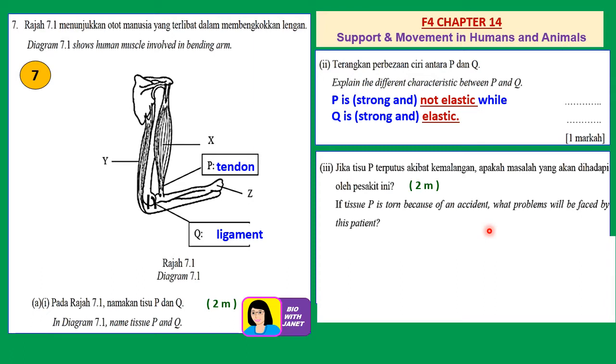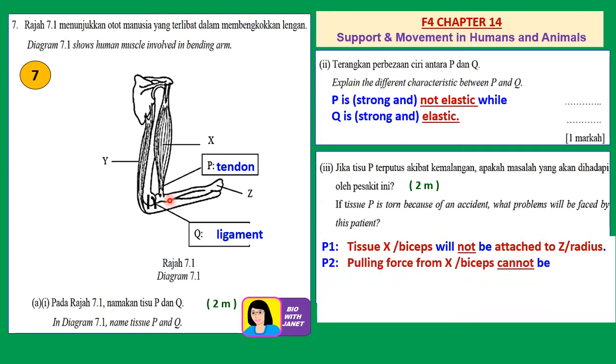So let's look at the points. First point, tissue X, which is the biceps, will not be attached to Z, the radius. If the tendon is completely torn, then tissue X, the biceps, will not be connected to Z, the radius. Okay. Pulling force from X, the biceps, cannot be transmitted to Z, which is the radius, through P. Okay, so we refer to the tendon as P, as in the question here. All right.